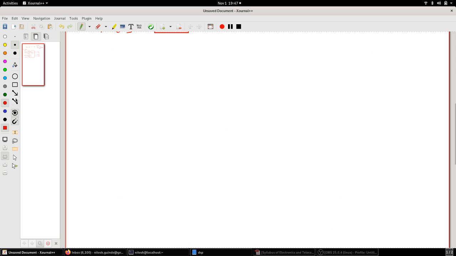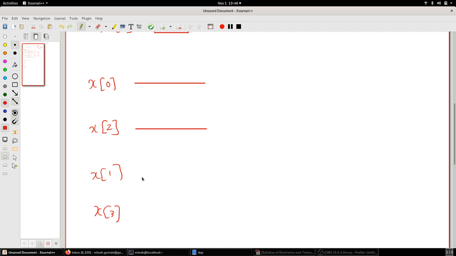First, we know the structure for a 2-point butterfly. So let's draw this: x of 0, x of 2, x of 1, and then x of 3. We have this now. First let me take a 2-point DFT of this. Just say that this is your 2-point DFT. For this, we'll draw this structure here.